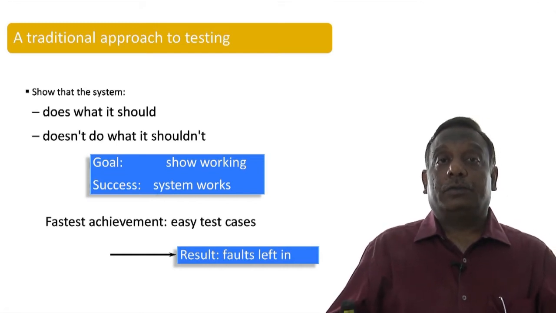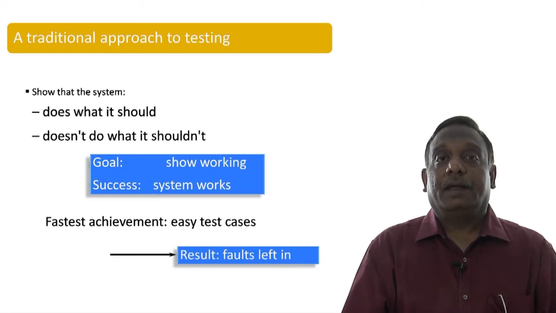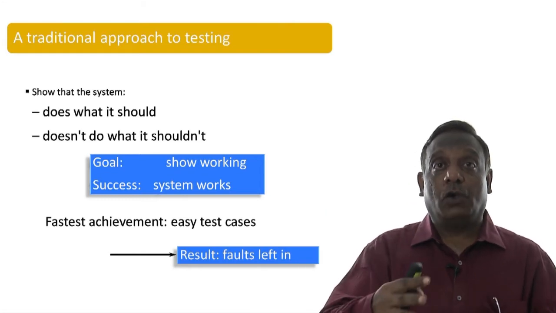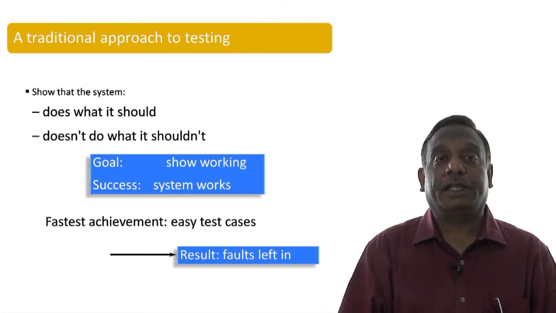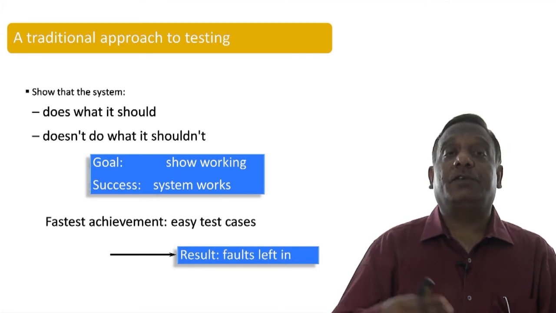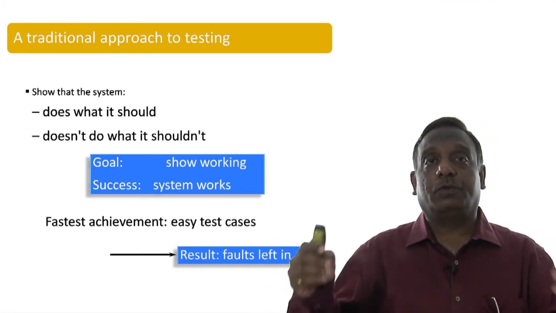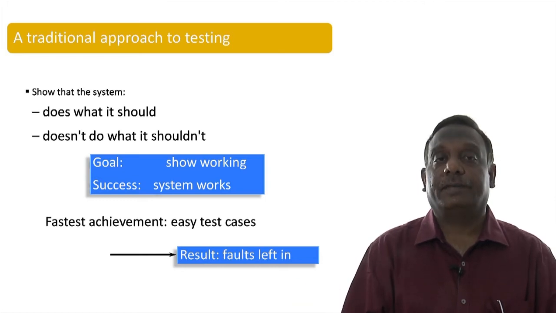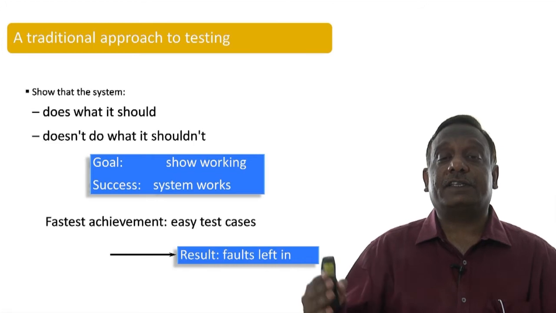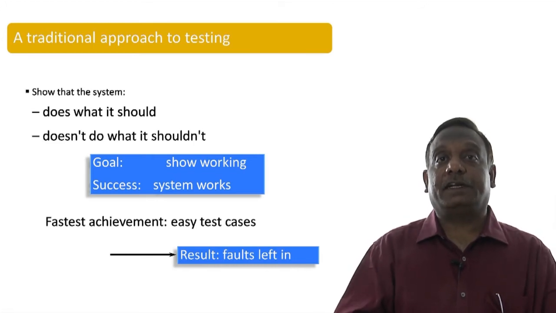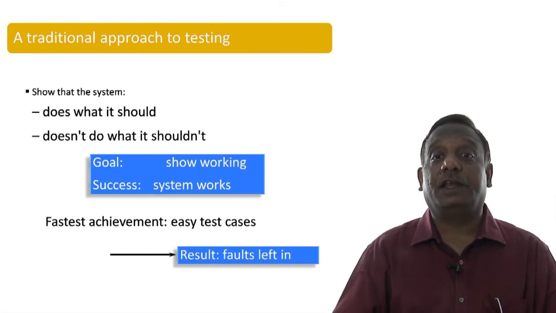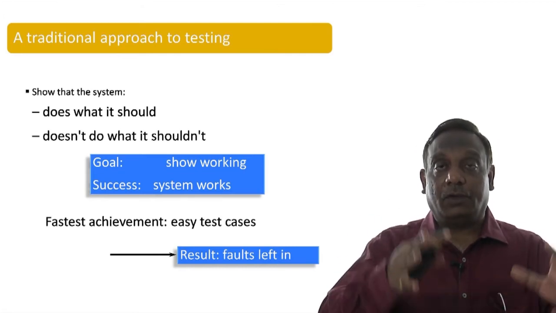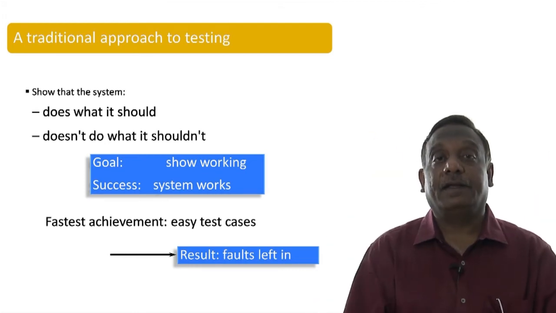So how can this be achieved? Success, if it comes because the system works, if the goal is to show that the system is working, then that can be achieved very easily by thinking through a very easy set of test cases. It's not very tough. And what is the result of such testing? After you have tested and given it to the customer, still a lot of faults may have been left in the software. So that is how the traditional mindset works.